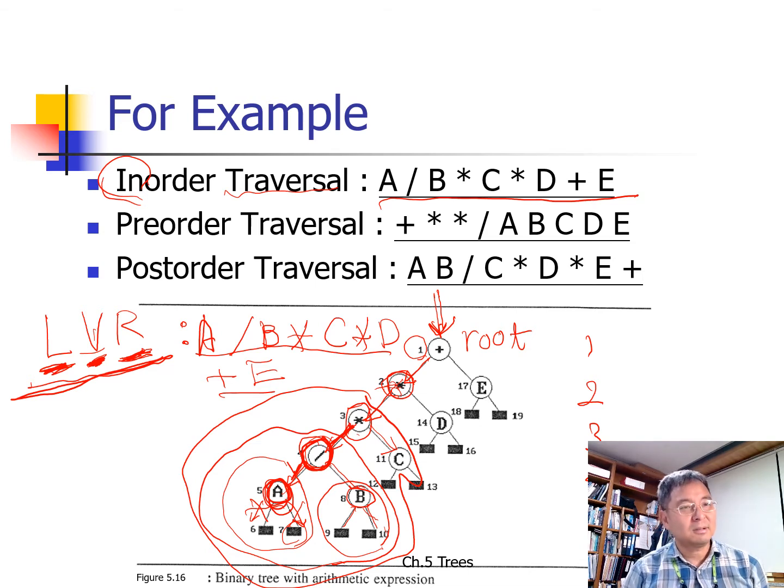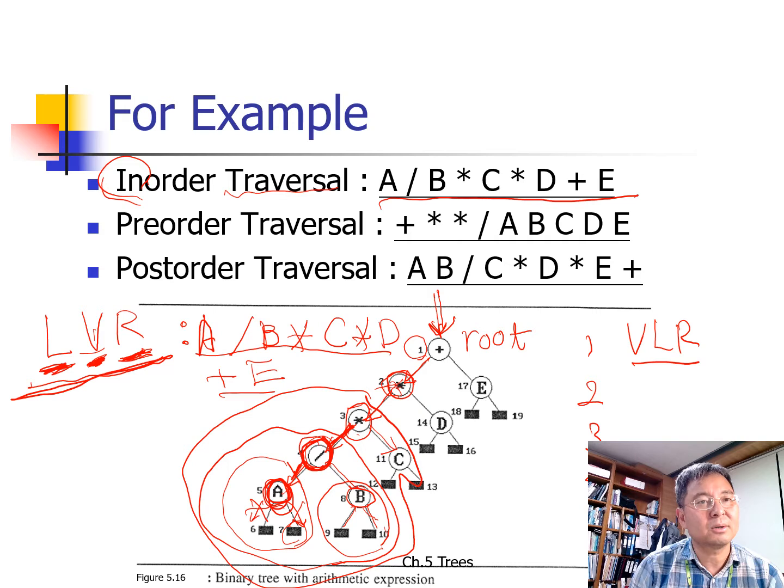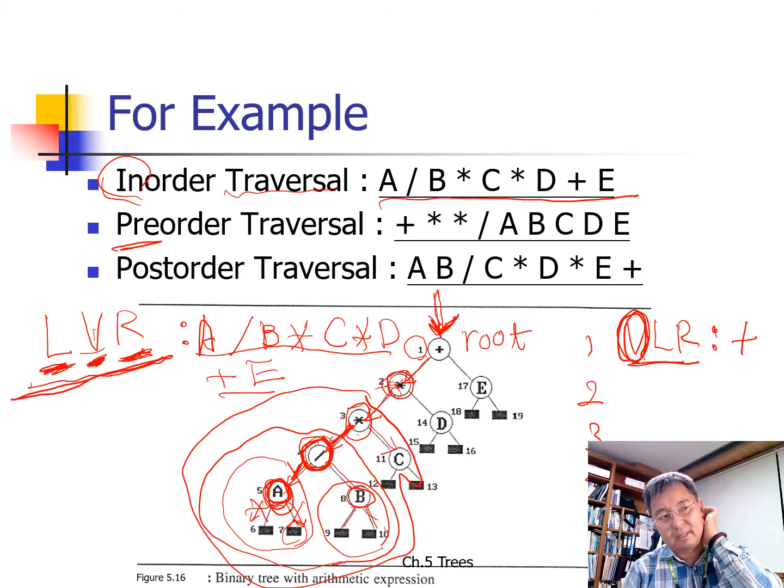Okay, how about VLR? So VLR is called pre-order. The location of V is first in this method, so that is called pre-order. In pre-order, the starting point is the root, all the same. So we will read the value of this node first, that is plus, and then going to the left.